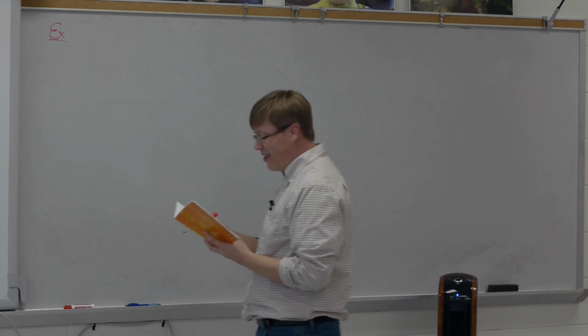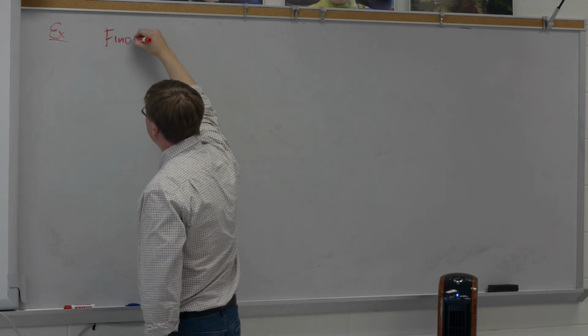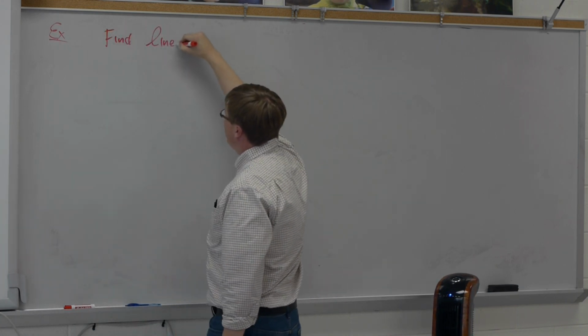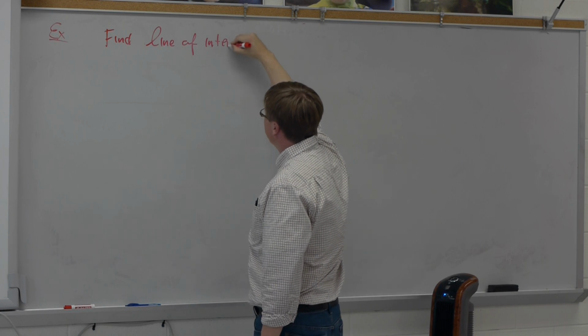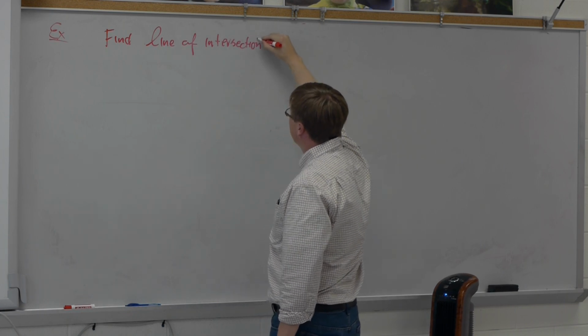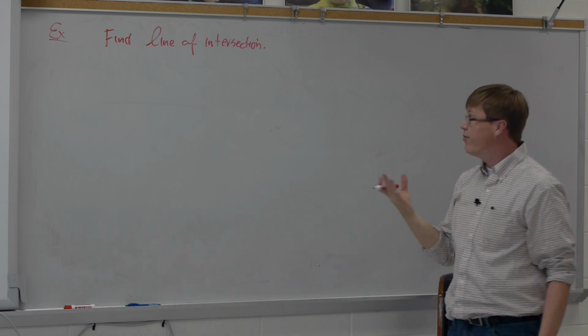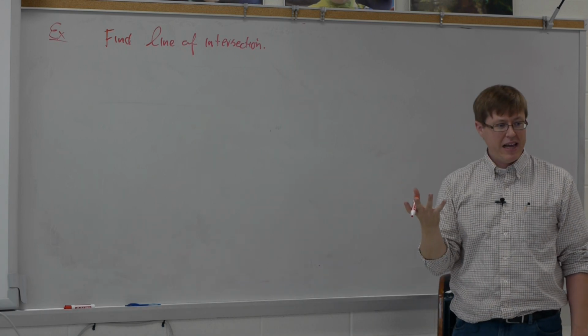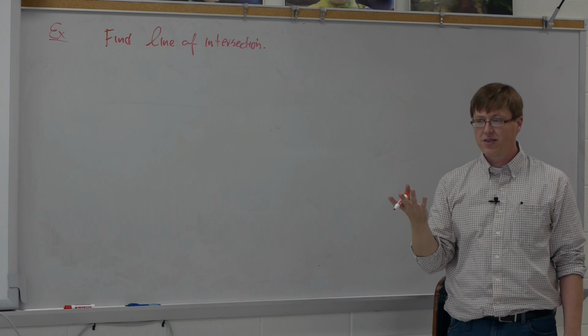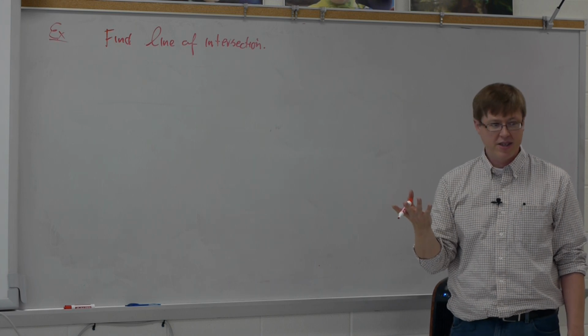Another example we're going to do is, now I'm going to take two planes. What I want to do now is find the line of intersection. So another different kind of problem, may not be obvious how to solve it. If I have two planes, how can they intersect? What are the different ways two planes can intersect?